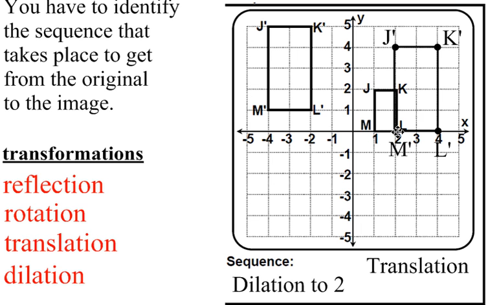Now you just have to find out by counting how much it moves. I'm going to go from M prime, or just from my M here, 1, this is M prime, 1, 2, 3, 4, 5, 6, 6 to the left, and 1 up. And that happens with every point. So your sequence is dilation by a factor of 2, and a translation, 6 to the left and 1 up.